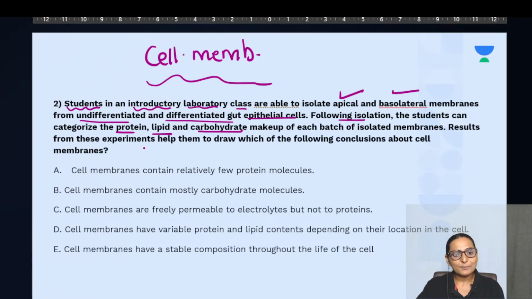So the results from these experiments help them to draw certain conclusions. Now, what is the conclusion? The cell membranes contain relatively few protein molecules. The cell membranes contain maximally carbohydrates. The cell membranes are freely permeable to electrolytes, not to proteins. Cell membranes have variable protein and lipid content depending upon their location, or the cell membranes have a stable composition throughout the life of the cell. So what is the correct answer?